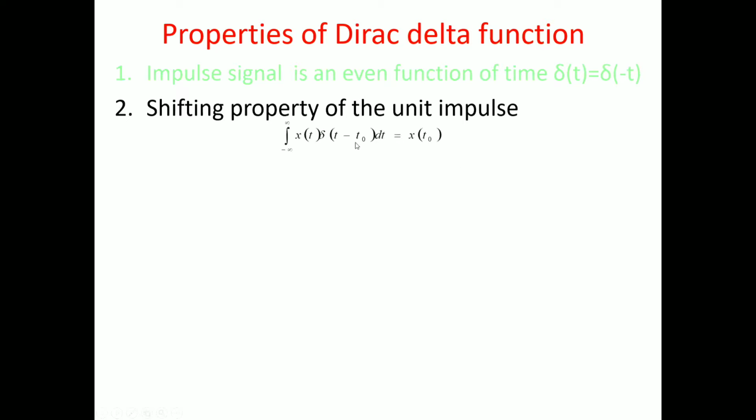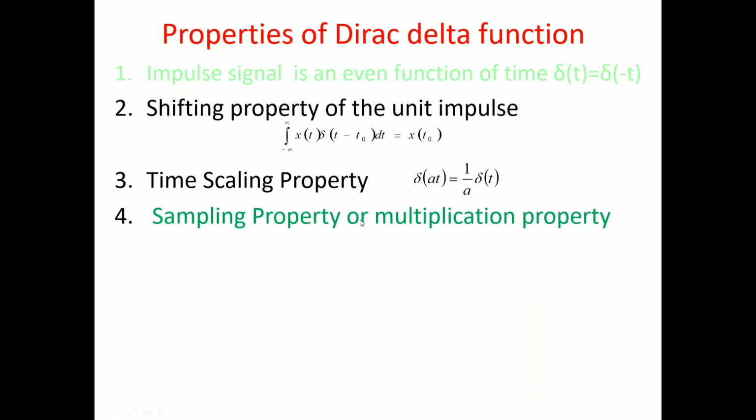Another one, the shifting property of the unit impulse signal. This can be written as integral minus infinity to infinity x of t into delta t minus t naught dt equal to x of t naught. Similarly, the time scaling property is another one. So delta of at equal to 1 by a into delta t. So delta of at is called a time scaled signal. If I have a time scaled delta signal, I can get 1 by a into delta t. This is one of the important properties of the delta function.